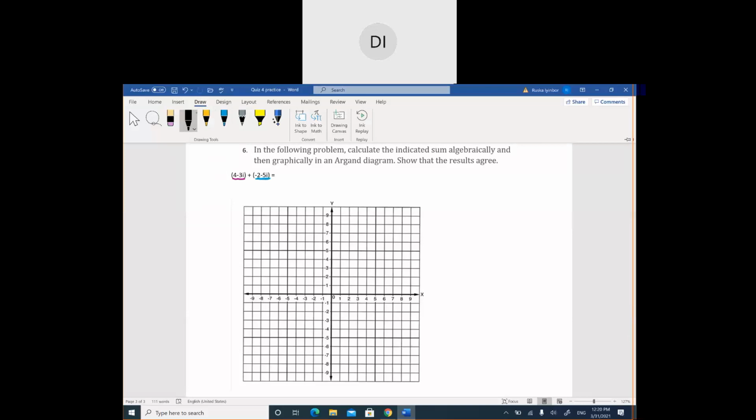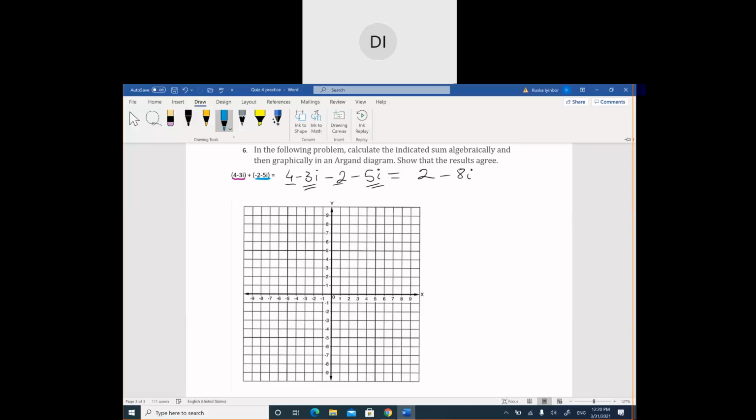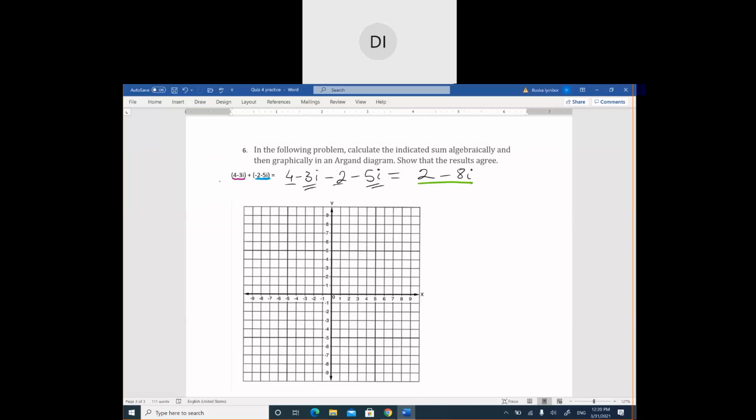When I add those two numbers, I need to take off the parentheses, which is 4 minus 3i, and then minus 2 minus 5i. I'm going to combine them, so number with number, i with i. So that's going to be 2 minus 8i. And this number I'm going to draw in a different color on the graph. So let's say this is my third answer, the answer of the addition.